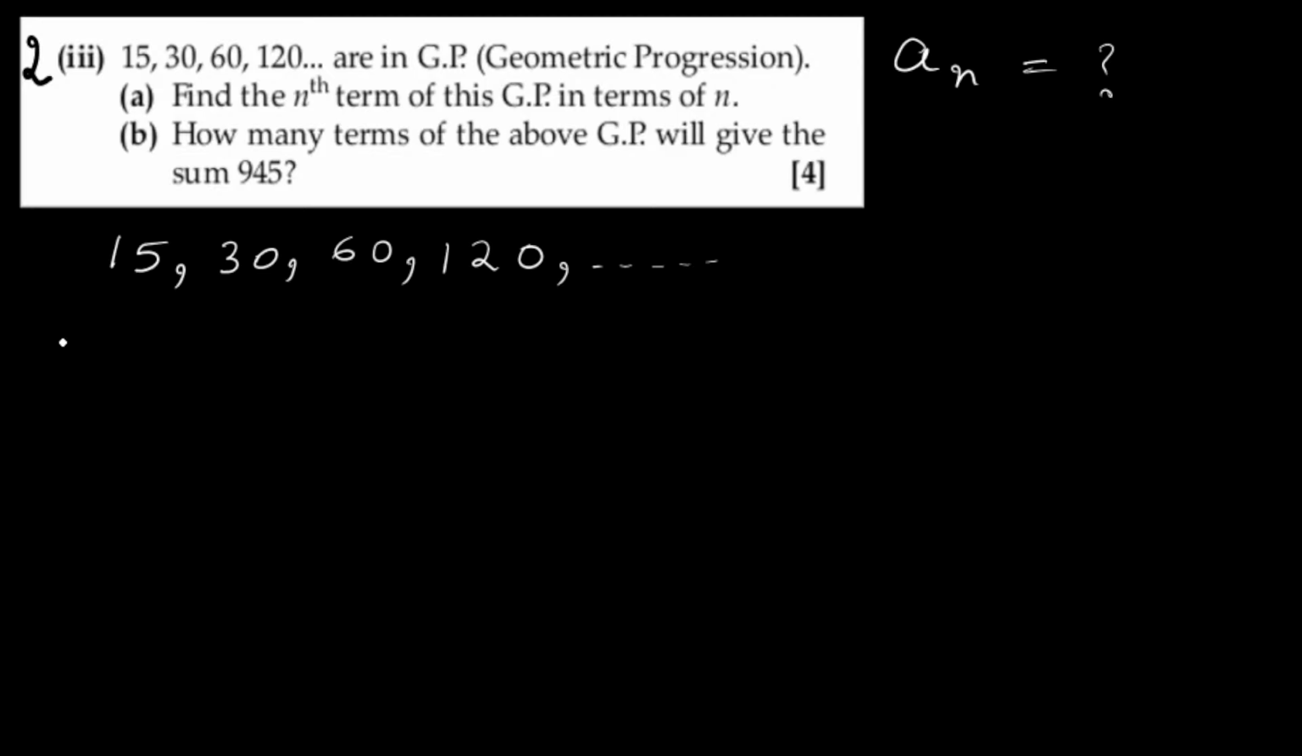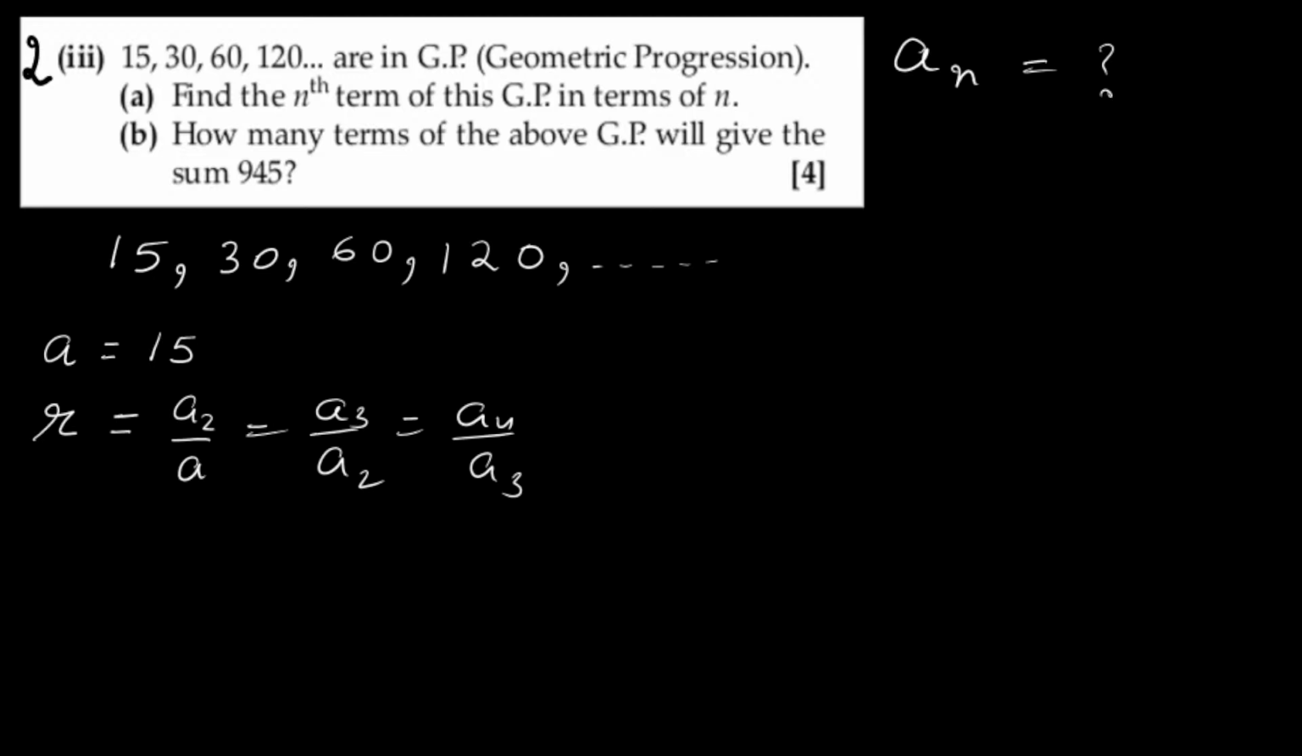If the sequence is given, we can see a is the first term, which we write as small a. Difference? No, this is a geometric progression, so we have a common ratio, not a common difference. So how to find the common ratio? Second term, that is a2 divided by a1, or a3 divided by a2, or a4 divided by a3. Any way you do it, the answer will always be the same.